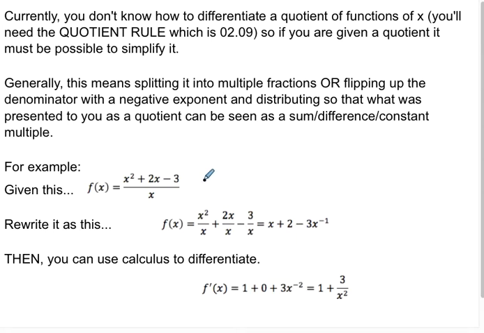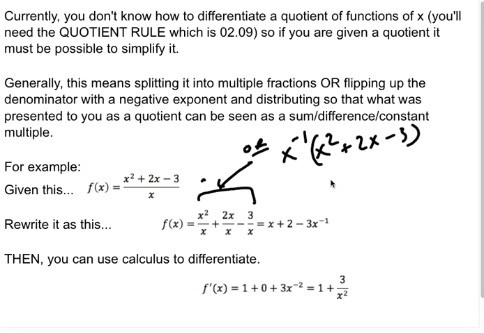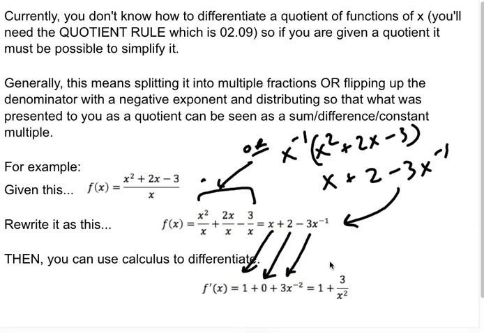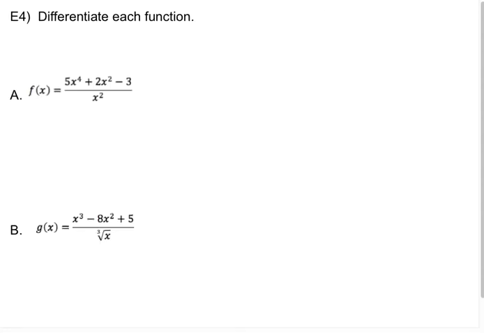The other way you could do it, right, so if this wasn't your jam, the other way to picture it is you could picture this as an x to the negative first times these things, and you could distribute. And if you did that, you'd get x plus 2 minus 3x to the negative first, which is the same answer, okay? And then you can differentiate. All right, so notice when I differentiated, derivative of x was 1, derivative of the constant was 0, and the derivative of the negative 3x to the negative first was a positive 3x to the negative second. All right, so let's go ahead and walk through some examples.